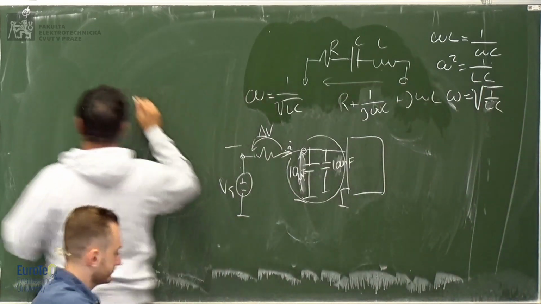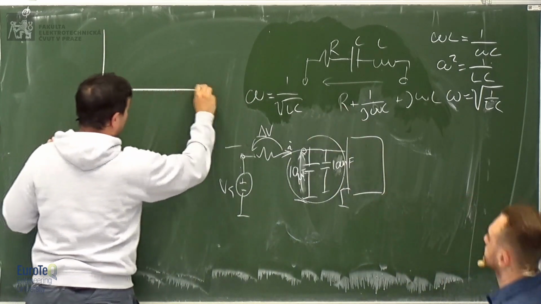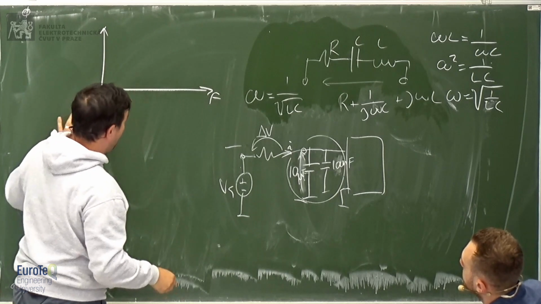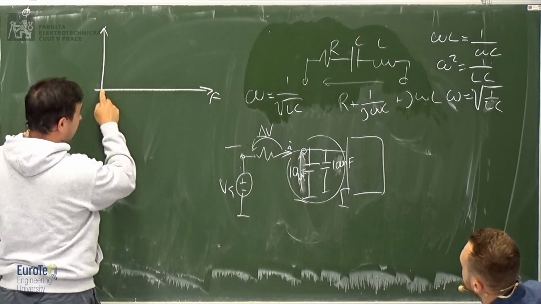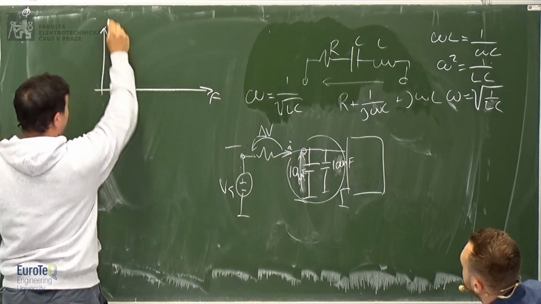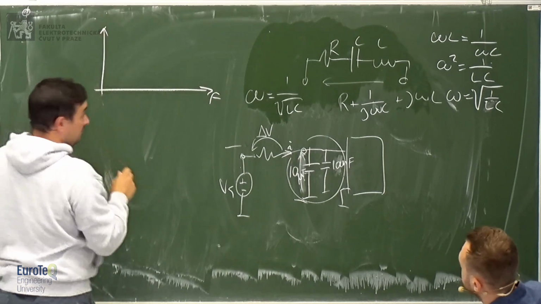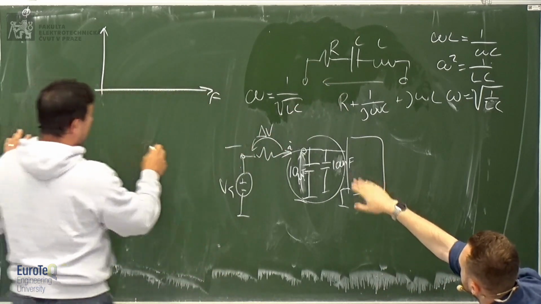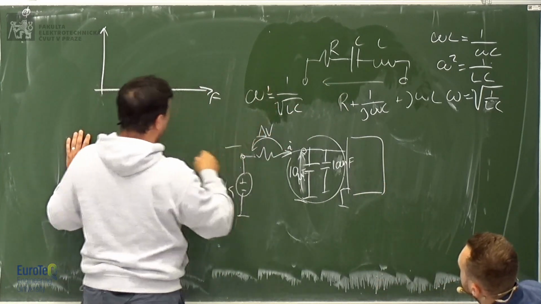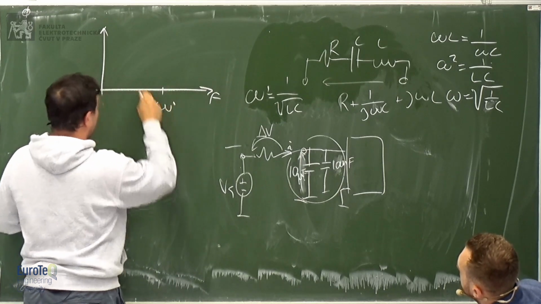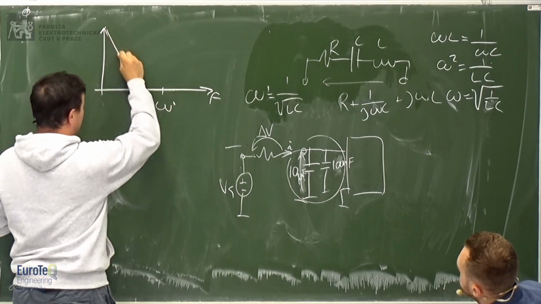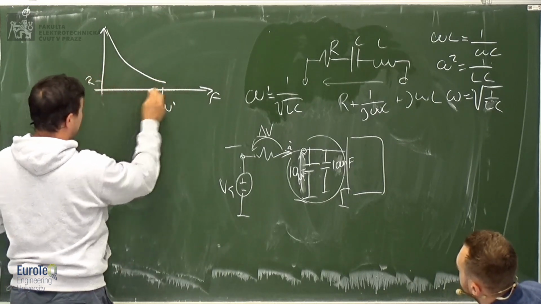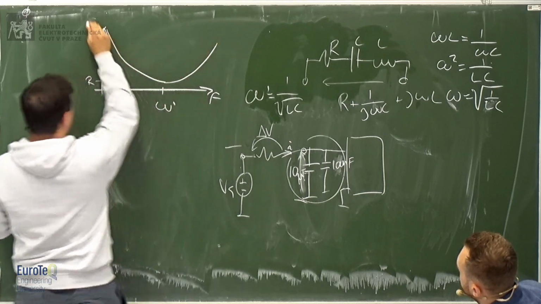So if you plot frequency and impedance, for zero frequency, it's infinite, okay? Because the capacitor is open. Let's make this omega prime or something. It's going to drop. So here is where you get basically R, the resistance. So this is the impedance, okay?